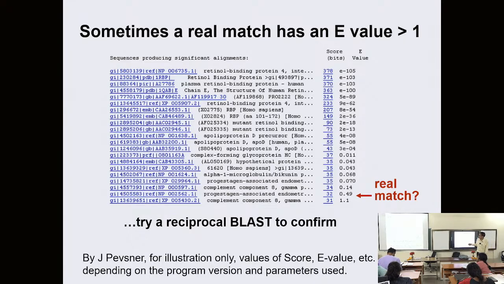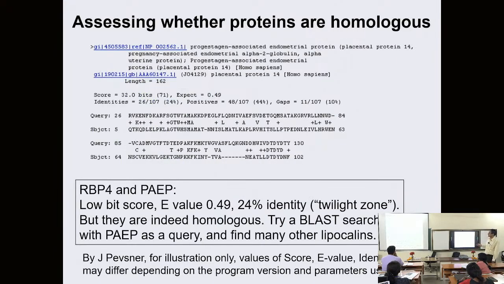But PAEP gets an e-value of 0.49, and complement component 8 gamma, that is also a lipocalin, gets an e-value of 1.1. So if there is a threshold of 0.01 or 0.05, they will get discarded, even though they are lipocalins and right hits. Sometimes people wonder how to solve this problem. One approach is to perform reciprocal BLAST.